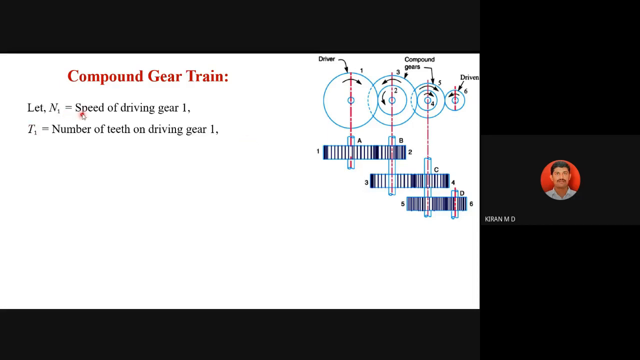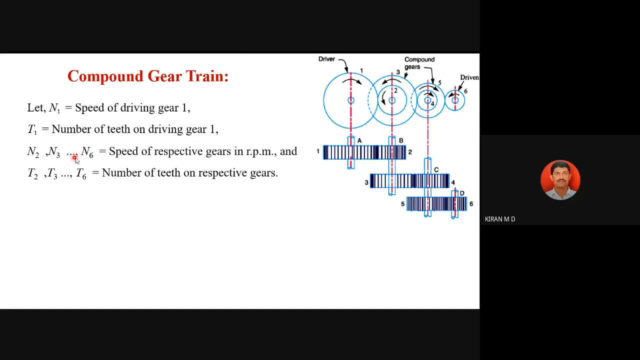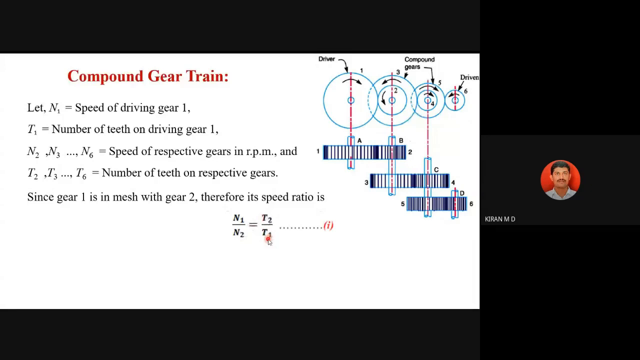Now let N1 be the speed of driving gear 1, and T1 the teeth on driving gear 1. Similarly, N2, N3 up to N6 are the speeds of the respective gears, and T2, T3 up to T6 are the numbers of teeth on the respective gears. Now since gear 1 is meshed with gear 2, similar to what we calculated in the simple gear train, the speed ratio between gear 1 and 2 is N1 by N2 is equal to T2 by T1.